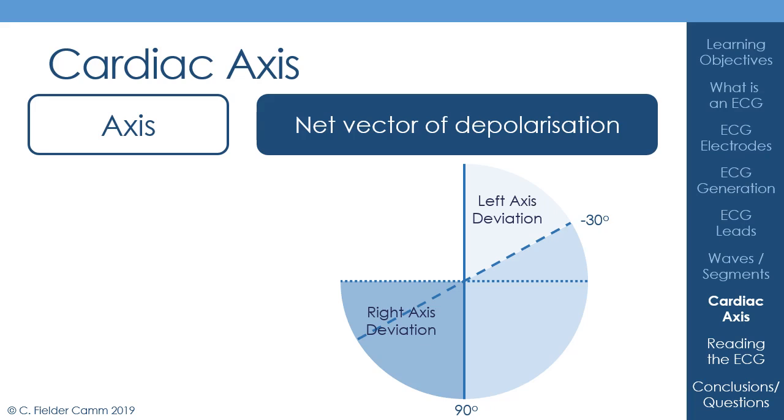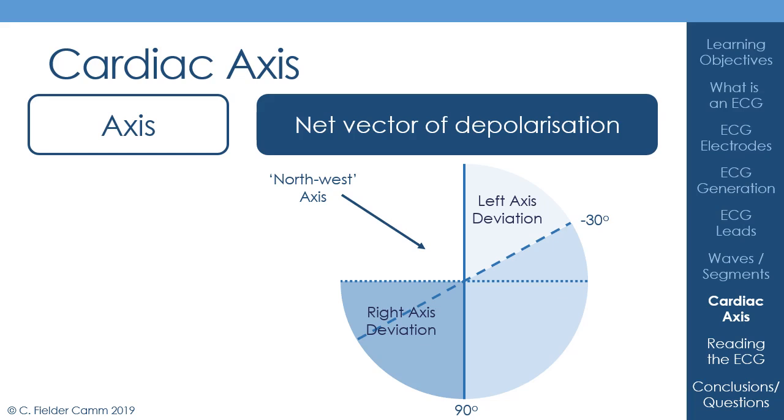Now, if you have a net direction of depolarization that's completely opposite of normal, in this top left section, that tends to be called northwest axis, or sometimes you'll hear it described as extreme axis, and that's very uncommon and should be something that you look into acutely.